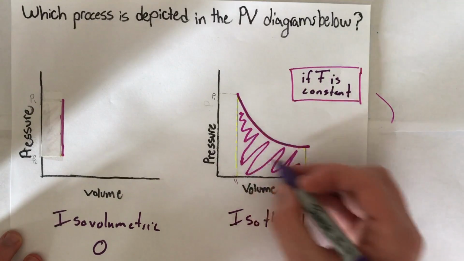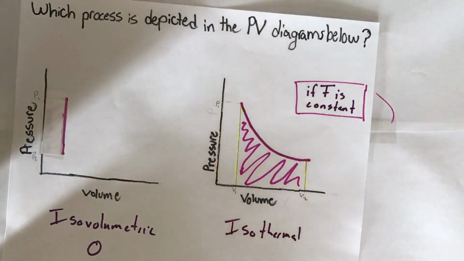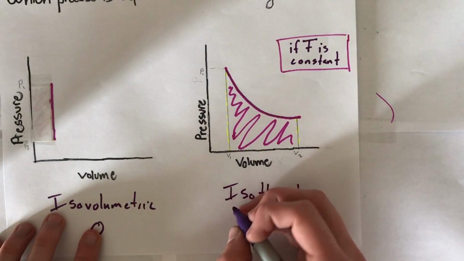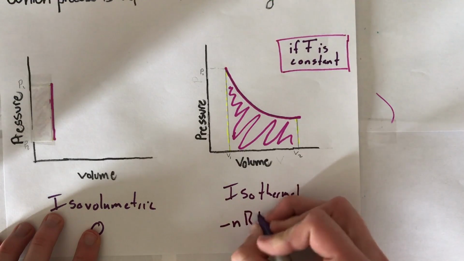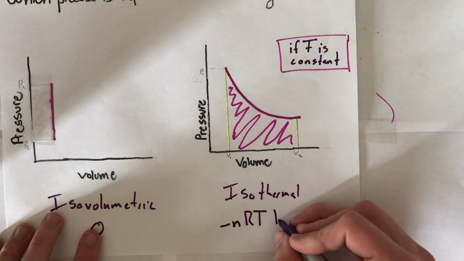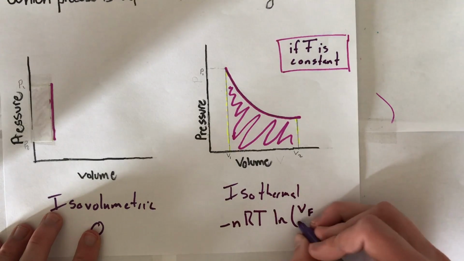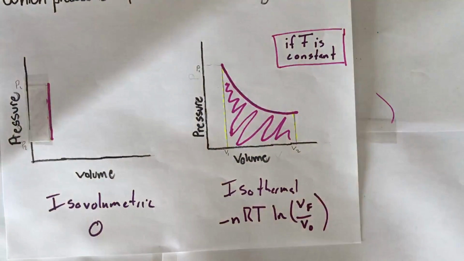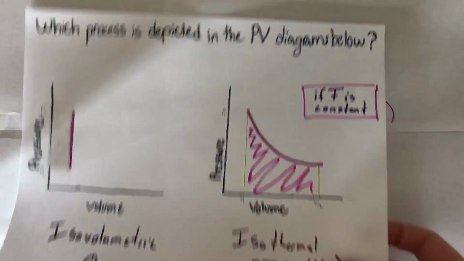And say if we wanted to calculate the work, it'd be the area under the curve here. But since we don't know the actual equation for this curve, we cannot use calculus, so we will just write down what the formula is, which is negative nRT, then the natural log of the volume at the end over your initial volume. So now that we have that relatively simple problem out of the way, we'll go for another one before we get into a hard one.